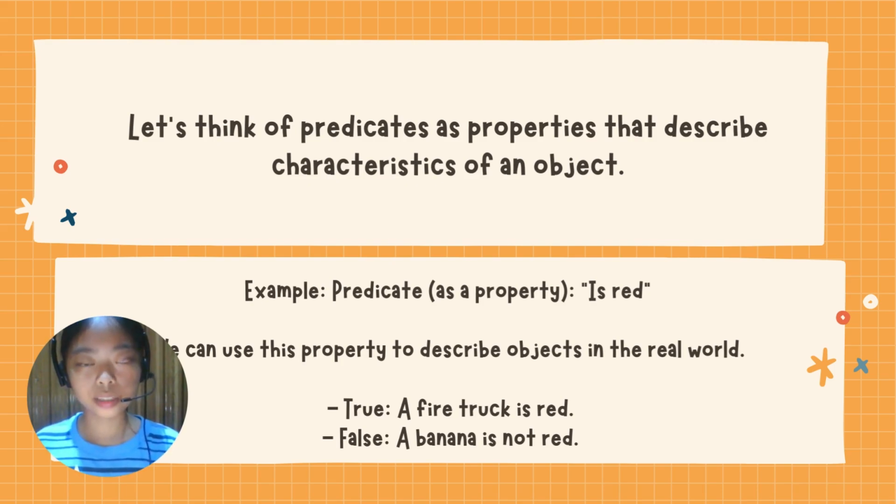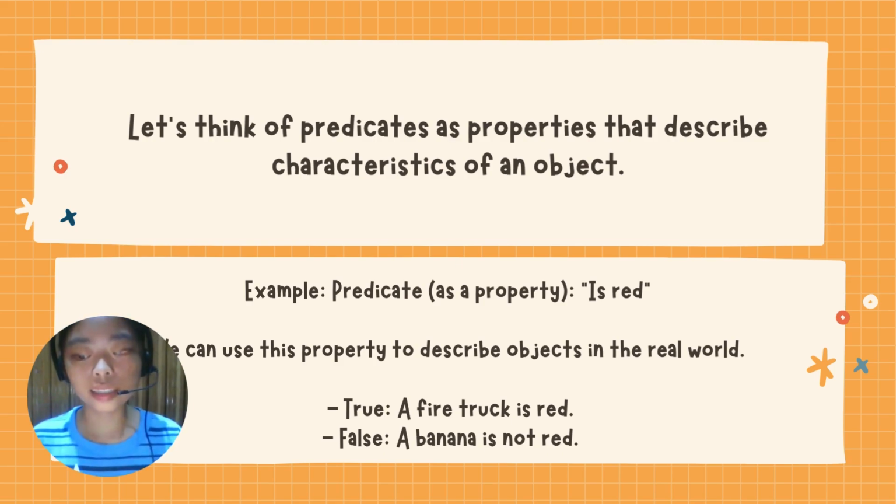Lastly is predicates as properties. Let's think of predicates as properties that describe characteristics of an object. So our predicate as property is "red". We can use this property to describe objects in the real world. So the true value is a fire truck is red, which is true, and the false value is a banana is not even red.